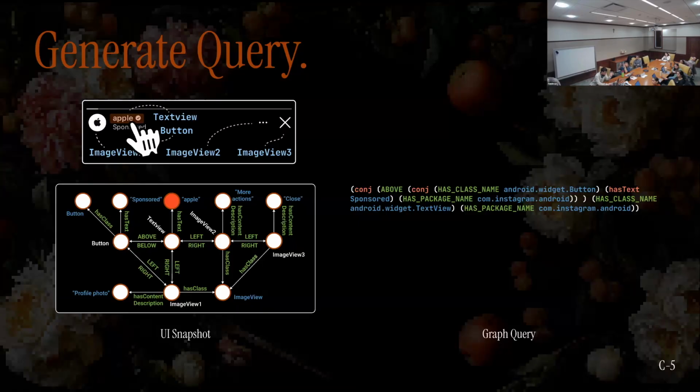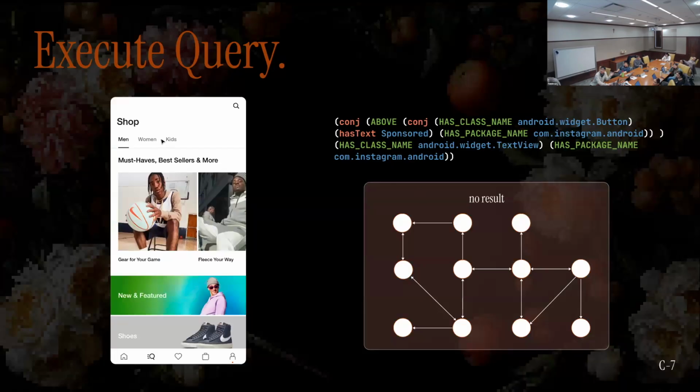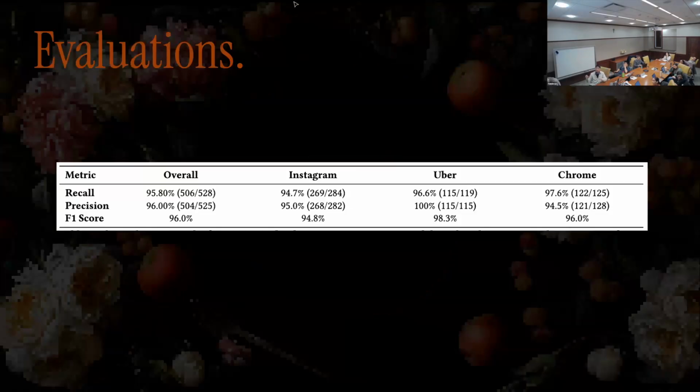So essentially what we are able to do with this graph query is, when we're executing it on a UI that has the target data, we can identify this target element and collect that piece of information. But when we execute it on a UI that does not contain our target data, it's not going to give us any result. And we did some evaluations of this tool. It performed decently well. So we did evaluation on 3 different apps, Instagram, Uber, and Chrome, for different collection tasks. The overall F1 score is 96%.